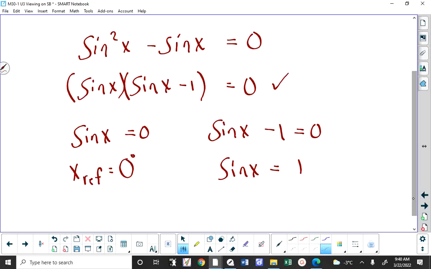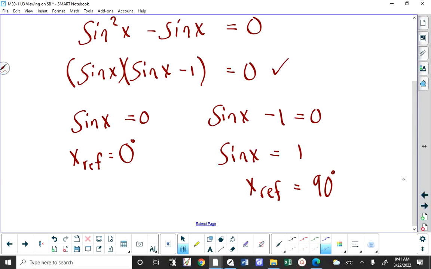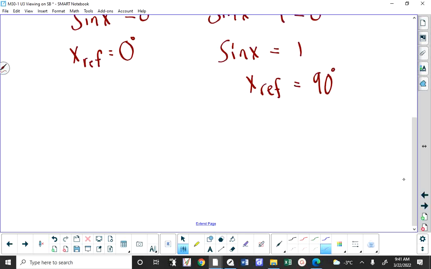Yes? And if you put your calculator in degrees and you find the reference angle here, remember, reference angle means you go inverse sine, in this case, of the number. I believe you're going to get, well, no, I know you're going to get 90 degrees, right? So let's talk about the one on the right first. If the reference angle is 90 degrees, you would follow this kind of logic.